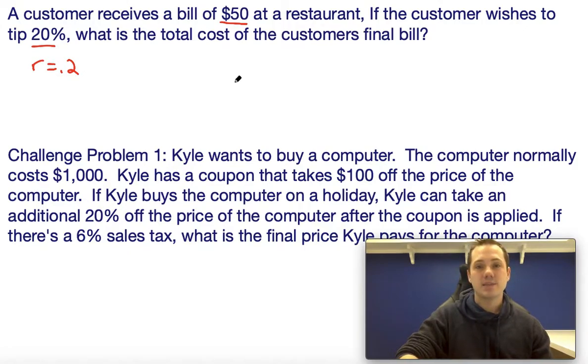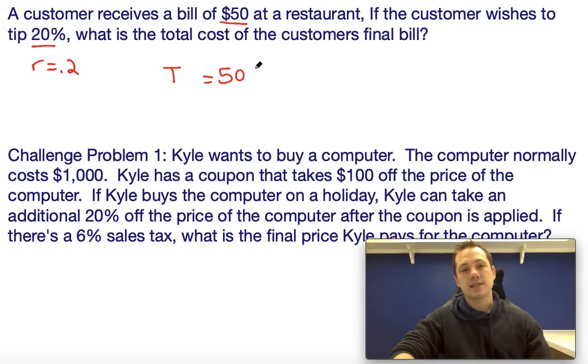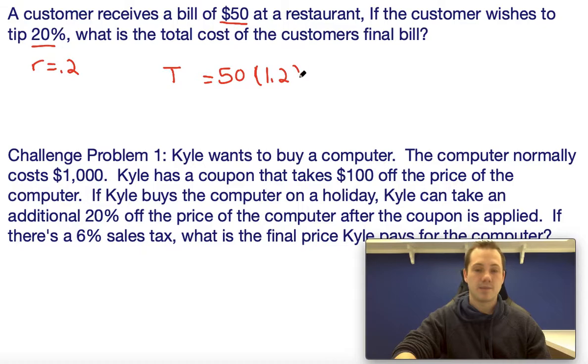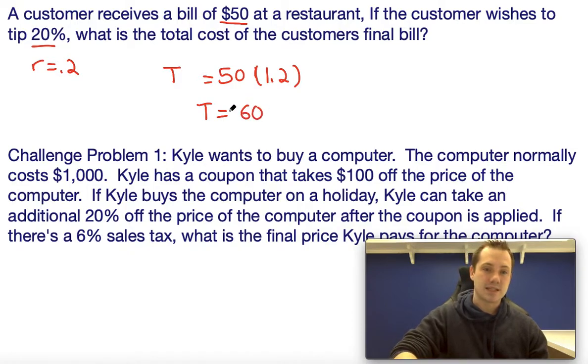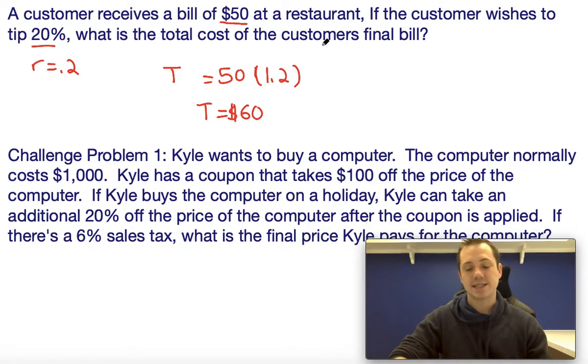And we know that we are adding the tip, so we know that our total bill, or our total cost, I'm just going to write this as T, is going to equal 50 times 1.2, because that's 1 plus 0.2. And when we multiply these two out, we're going to find T is equal to 60. So our customer's total cost will be $60.